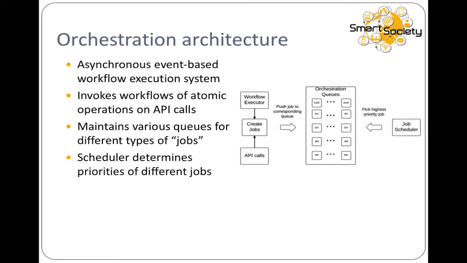And the workflow executor is responsible for creating the appropriate work sequences of jobs for different things the orchestration manager needs to do. And then we have a job scheduler that fetches these jobs from different orchestration queues based on specified priorities. They have to ensure that the orchestration manager responds fast and prioritizes those tasks that require more computational effort.